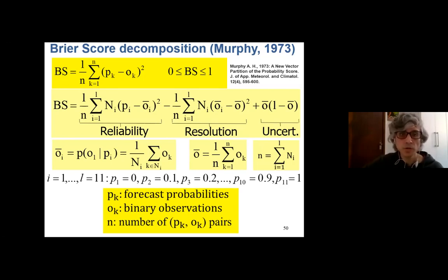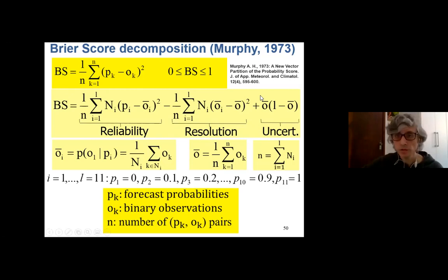So you have a number of forecast probabilities p_k and binary observations o_k, for the event occurring or not occurring, as we are talking about binary conditions here. You have a total number of N pairs of forecast probabilities and observations. And this equation on the top, which is the squared error in probability space, the Brier score, can be decomposed into three components: the reliability component, the resolution component, and the uncertainty component.